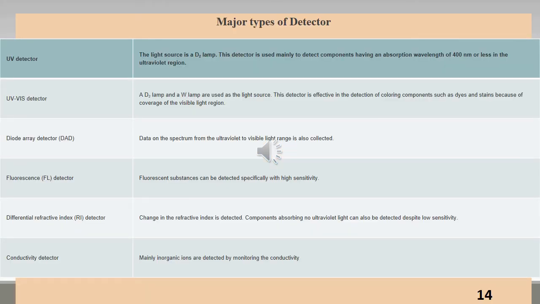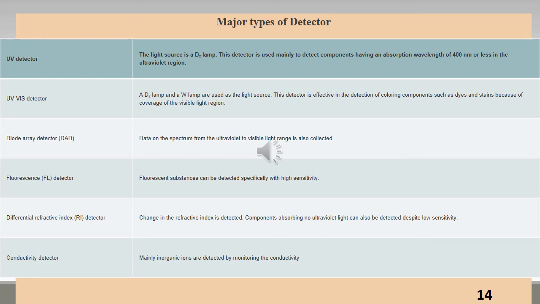Major types of detectors which are generally used are UV detectors, UV visible detectors, diode array detectors, that is DAD, and fluorescence detectors. Next one is the differential refractive index detector, and lastly conductivity detectors. Coming to the brief introduction of these detectors.